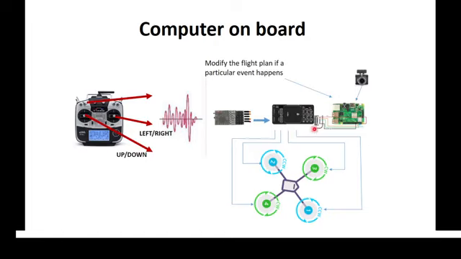Finally, we can even install a computer on board that can change the flight plan if something happens. For instance, in case the computer identifies a specific shape in the pictures provided by the onboard camera, it can instruct the autopilot to land the drone immediately.